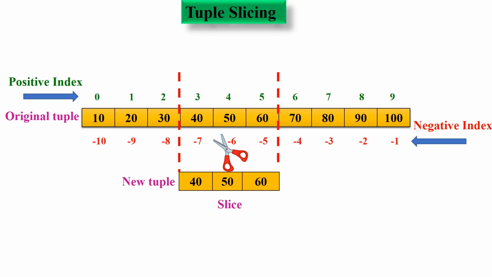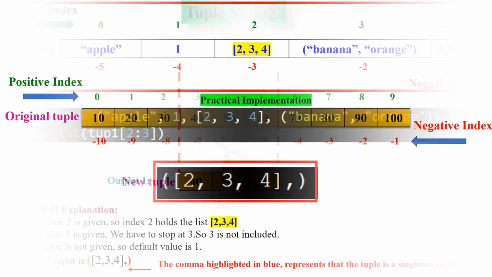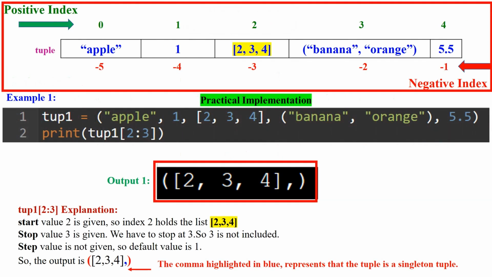Now look at the negative index. Index -5, -6, -7 are sliced and a new tuple with elements 60, 50 and 40 is formed in backward direction. Let's see some examples. Example 1.